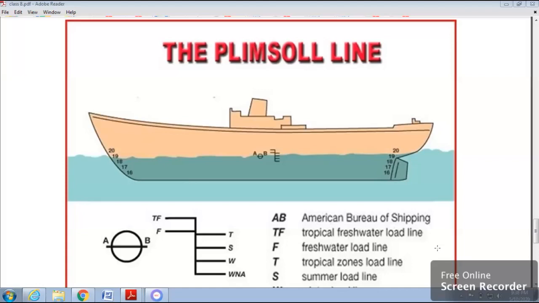Name the principle, question number 2. Name the principle which gives the magnitude of buoyant force acting on a solid body immersed in a liquid. You only have to write the name of the principle, and the name is Archimedes principle. Question number 3. Where does a solid weigh more? In air or in liquid?